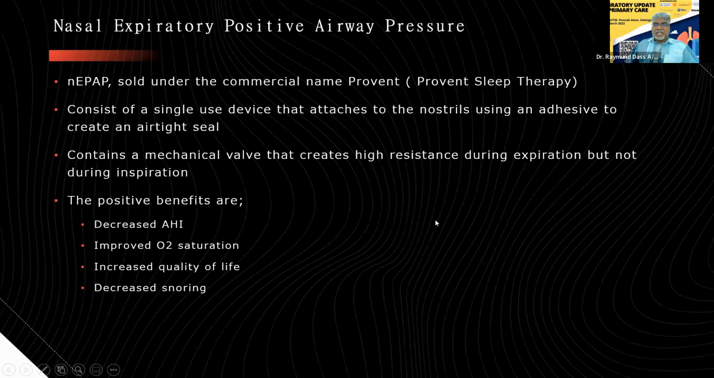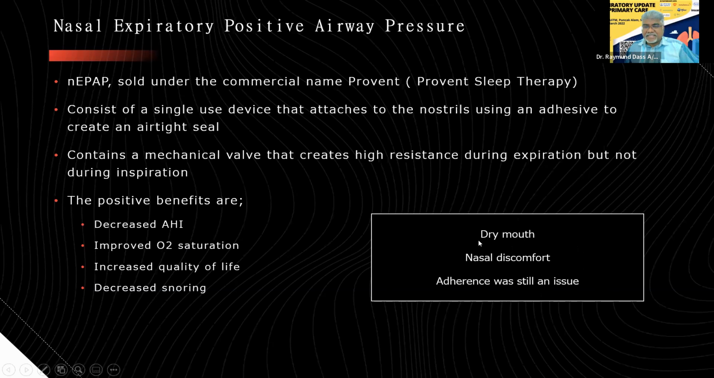Okay. Now we go to another option, which is nasal expiratory positive airway pressure. Unfortunately, it's not available in Malaysia. The commercial name is Provent. It's a single-use device attached to the nostrils. It contains a mechanical valve which creates a high resistance during expiration, but not during inspiration. The benefits are it decreases the AHI, improves the oxygen saturation, and of course decreases the snoring. The side effects are dry mouth, nasal discomfort, and adherence is still an issue.